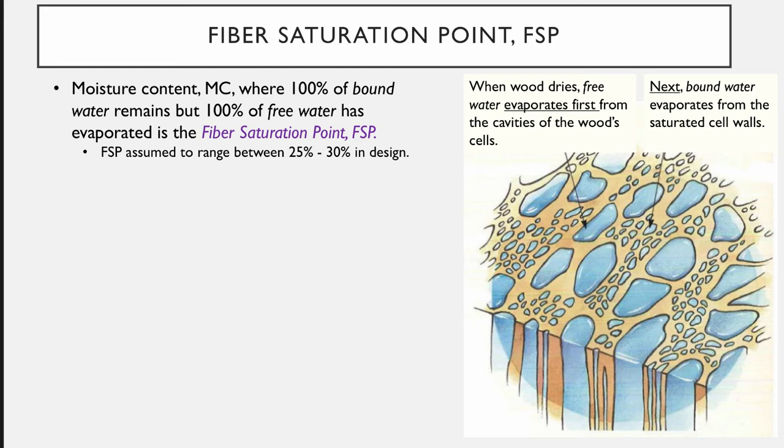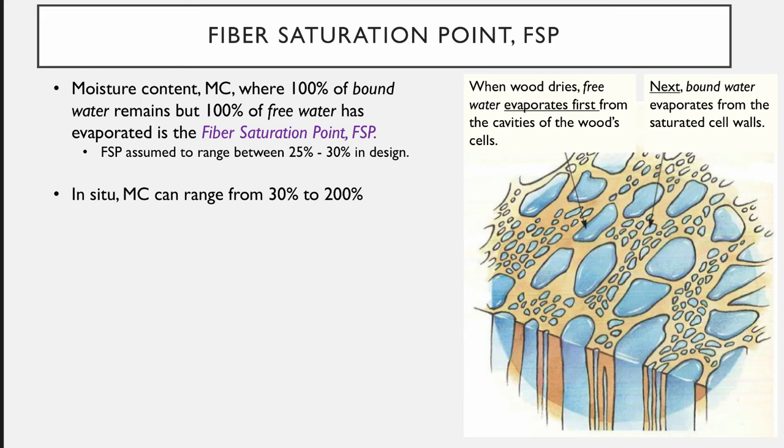You have just enough water to saturate all of the fibers, all of the cell walls, but no extra water in your cavity, right? Now, if you're in design of wood and looking at shrinkage or different measurements based on the fiber saturation point, that's typically assumed to be at about 25 to 30% moisture content. Now, some key things happen.